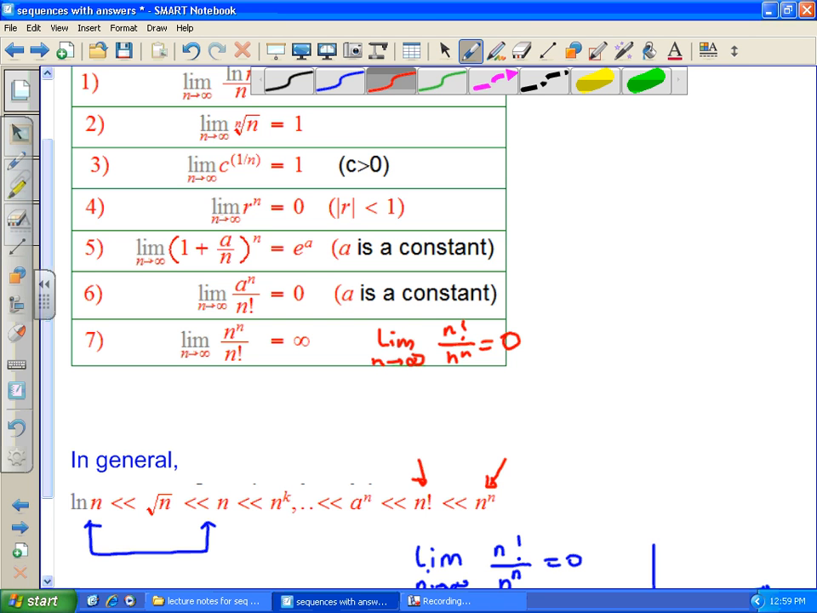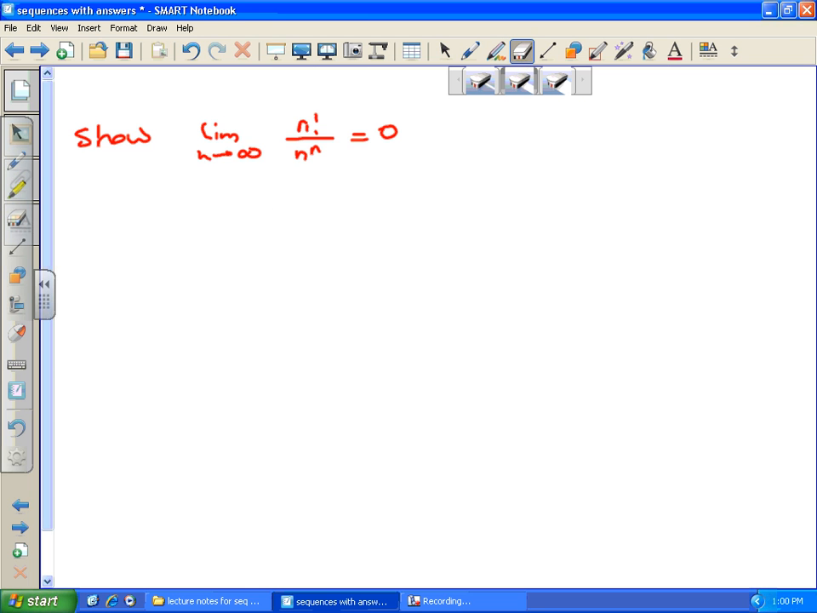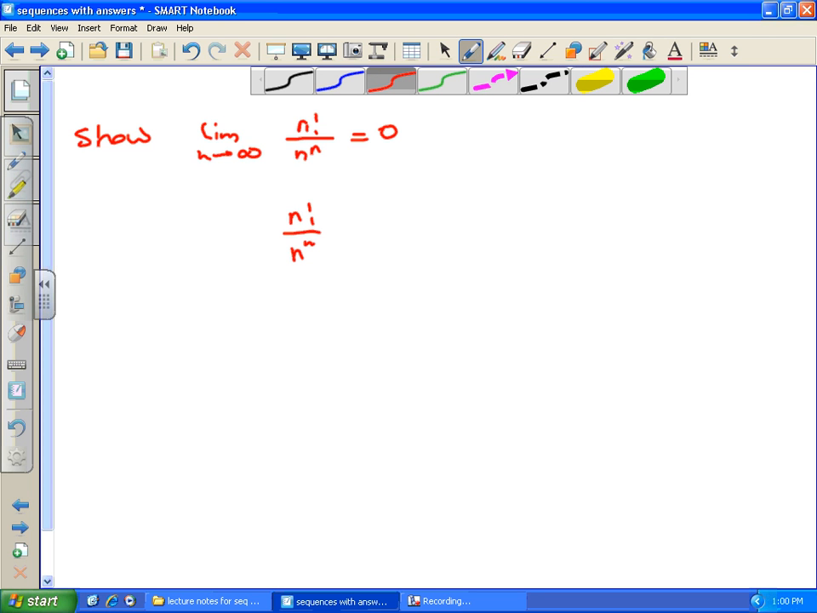Let me go back to a new page. So this is what we're trying to show: the limit as n goes to infinity of n factorial over n to the n is equal to 0. First of all, I'm going to write down what this is. Let me rewrite the expression, not even the limit, just what is n factorial over n to the n? n factorial over n to the n is equal to... Tell me how I can expand n to the n. What would that look like?